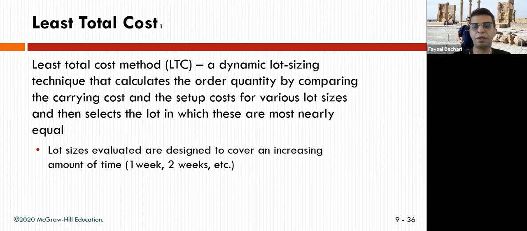Now, we have another thing we need to take into consideration, which is the least total cost method, a dynamic lot sizing technique that calculates the order quantity by comparing the carrying cost and setup cost for various lot sizes and then selects the lot in which these are most nearly equal. In other words, the lot sizes evaluated are designed to cover an increasing amount of time: 1 week, 2 weeks, and so on.